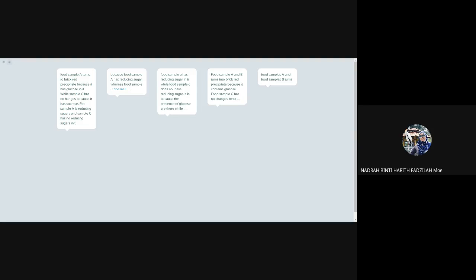Okay, sedikit penambahbaikan saja Aish Naufal. Gambar kat situ, gambarnya ialah fruit. It indicates the presence of fructose sebenarnya ya. Fructose bukan glucose ya. Fructose. Tak apa. Gambar kedua tu, sampel B tu ialah glucose.